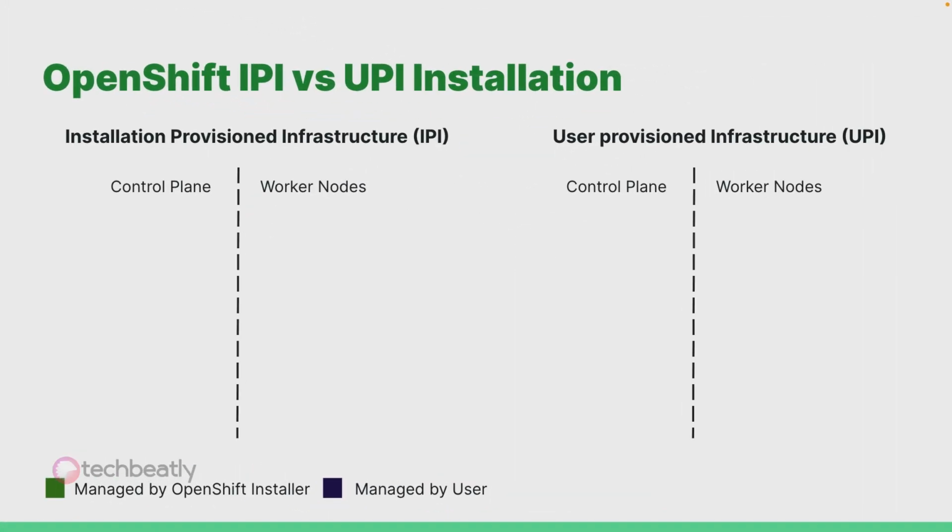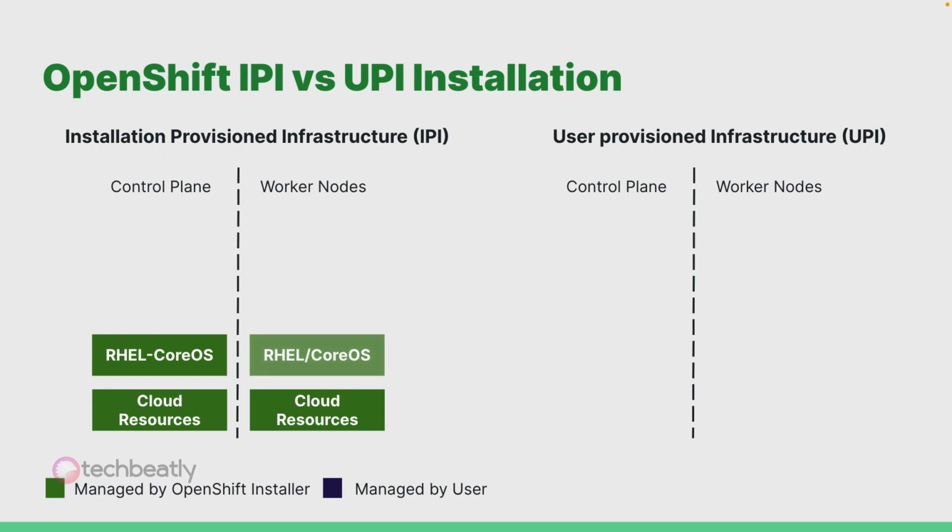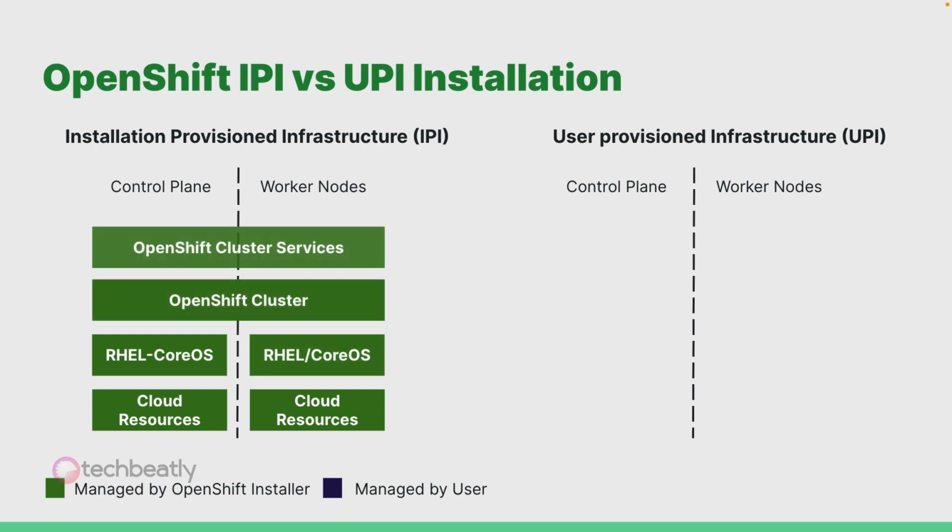Here you can see the difference between the installer provisioned infrastructure and user provisioned infrastructure methods. As I explained earlier, in the IPI method, each and every resource will be provisioned and configured by the installer, including control plane nodes, compute nodes, operating system, storage, and networking.